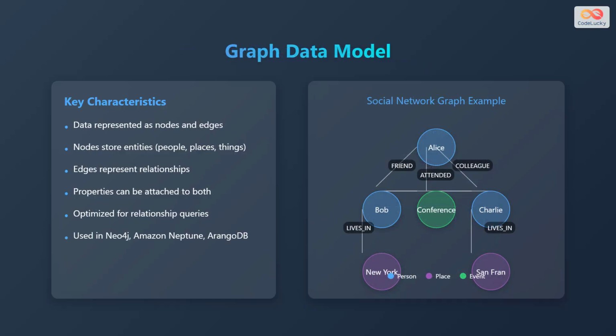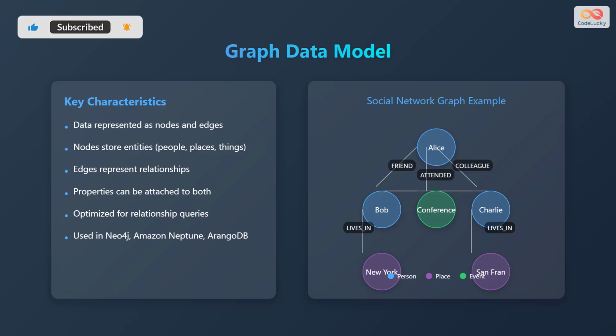Let's move on to the graph data model. This model represents data as nodes and edges. Nodes store entities such as people, places, or things, while edges represent the relationships between these entities. Properties can be attached to both nodes and edges. It's optimized for relationship queries and is utilized in databases like Neo4j, Amazon Neptune, and ArangoDB.